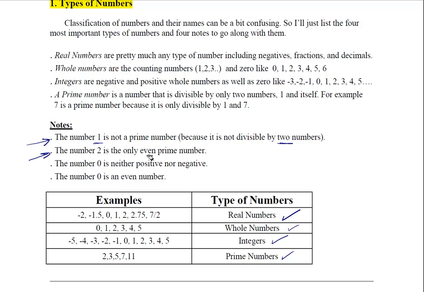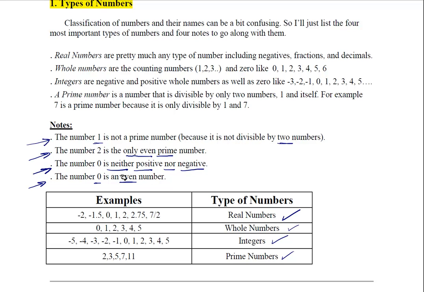2 is the only even prime number, okay? And of course is the smallest prime number because 1 is not a prime number. 0 is neither positive nor negative. And 0 is an even number. Some of these notes will be very important on the test.